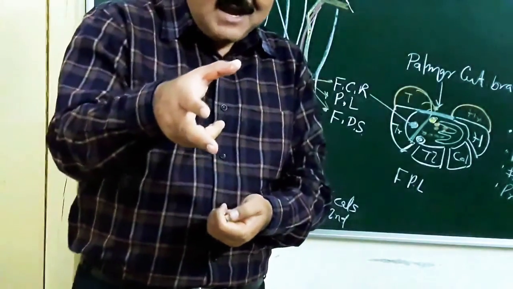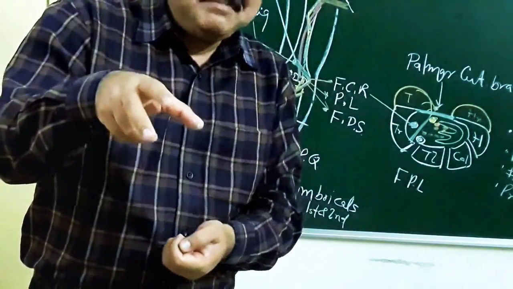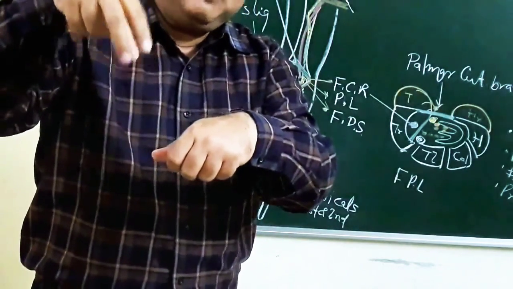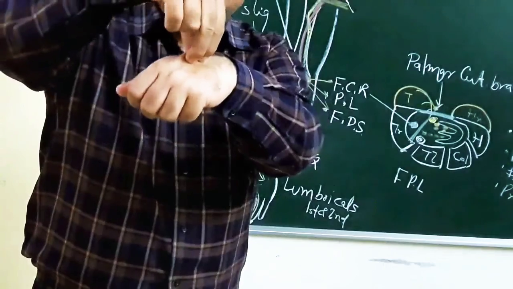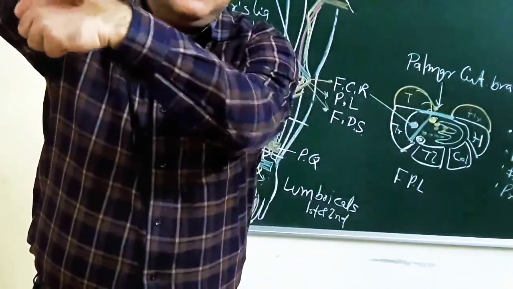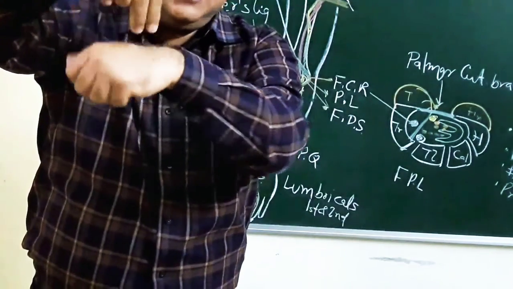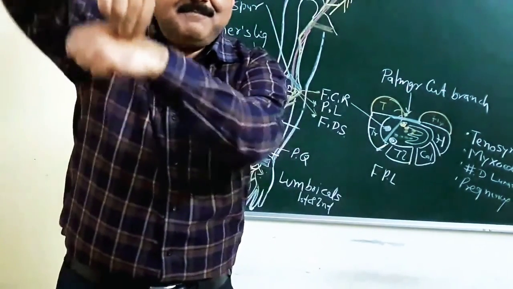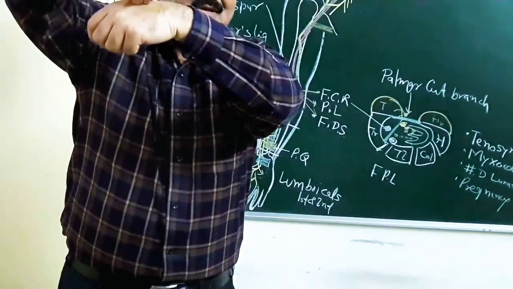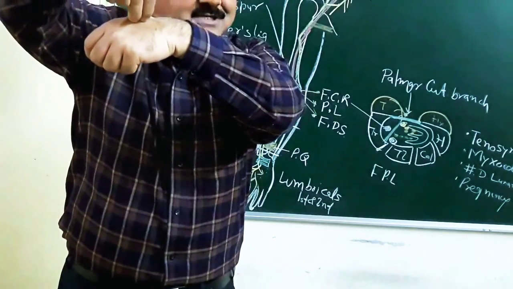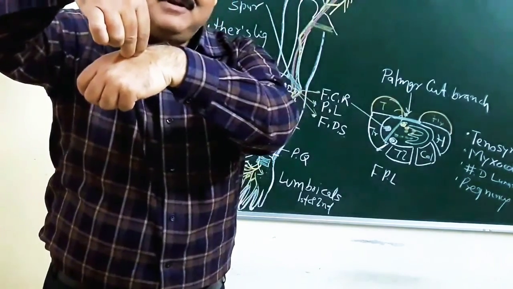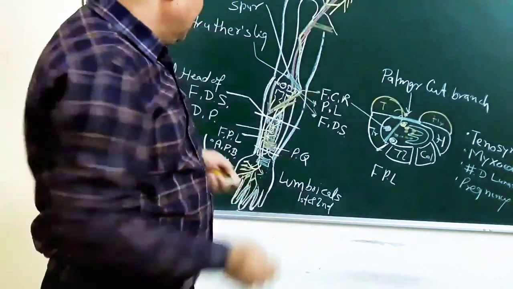So the patient cannot perform pinch grip. There is loss of pinch grip. If we ask the patient to pinch, he cannot perform this action. There is pronation, here is flexion at this joint, flexion at this joint. The loss of pinch grip occurs in anterior interosseous syndrome of Kiloh-Nevin.